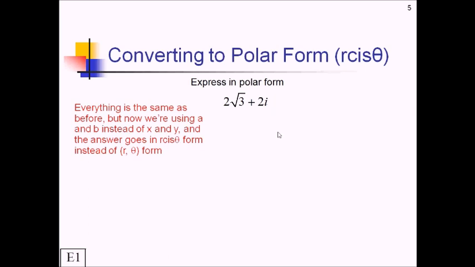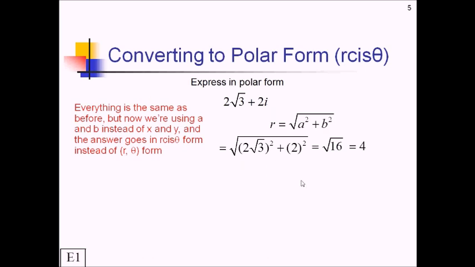So now we're going to start with our radius. This time that's going to be the square root of a squared plus b squared, basically x and y again. So when we did this on our warm-up with these exact same numbers, we had the square root of, this was 12 plus 4, so 16. Gave us 4 for the radius.